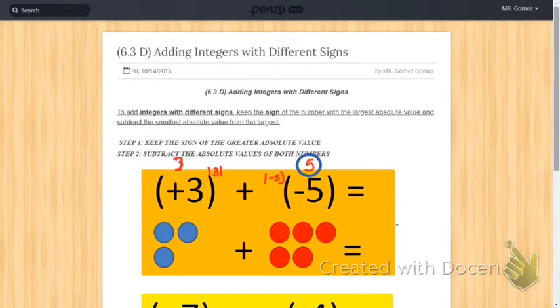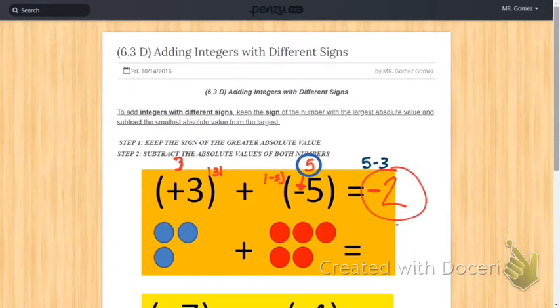So I want to keep this negative sign for our answer. This lets me know that my answer is going to be negative. That's step number 1. Step number 2 says to subtract them, so I subtract both absolute values. 5 minus 3 gives me 2, so my answer becomes negative 2.